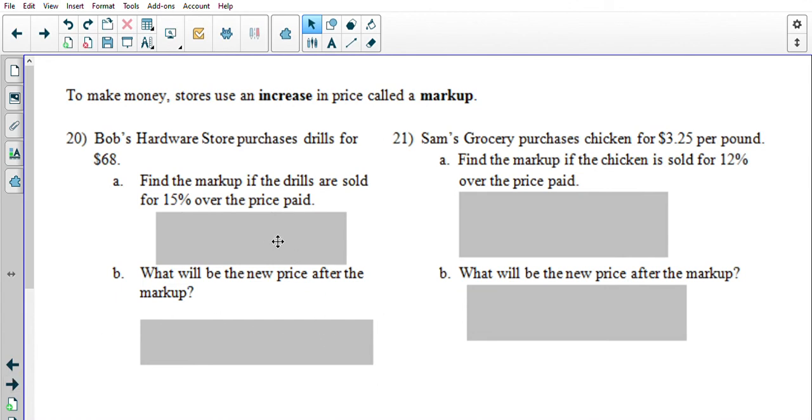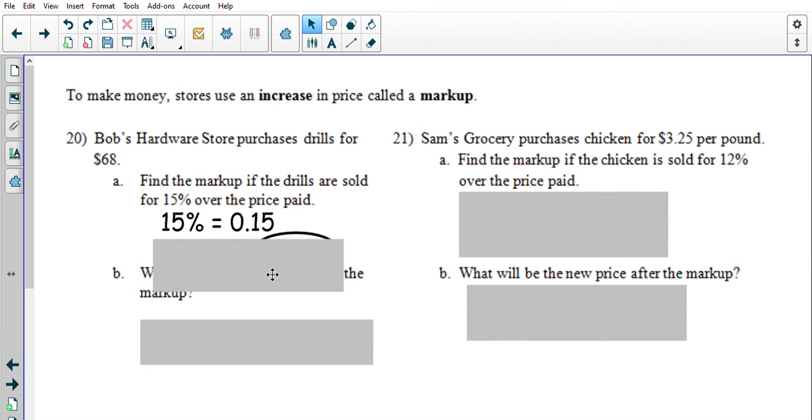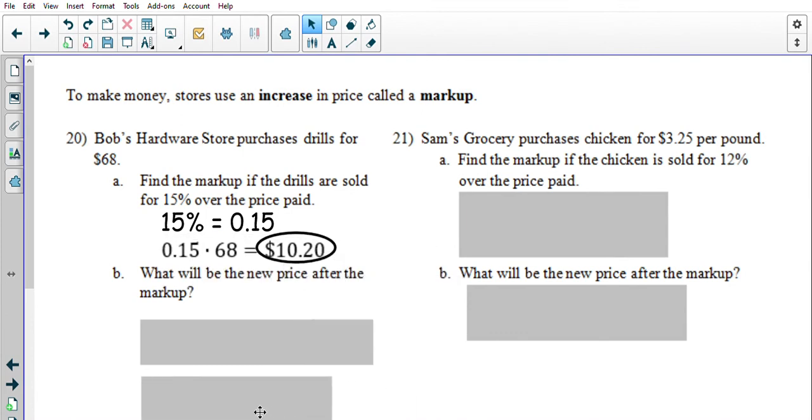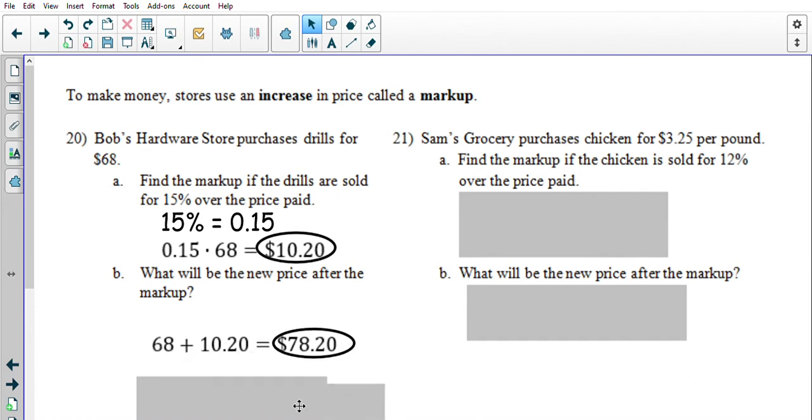So we want to figure out how much he's going to increase the price. 15% is 0.15. Multiply it by $68, that's $10.20. So he's going to mark up the price $10.20. What will be the new price after the markup? Well, let's add 68 and 10.20. We get $78.20. Number 21, Sam's Grocery purchases chicken for $3.25 per pound.